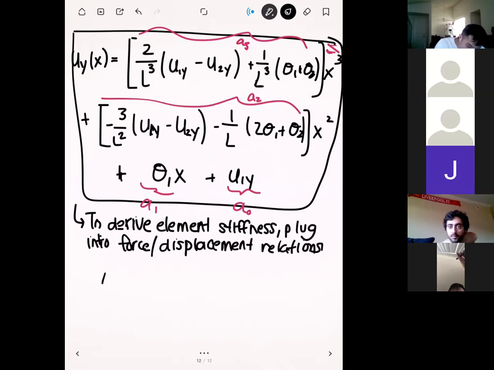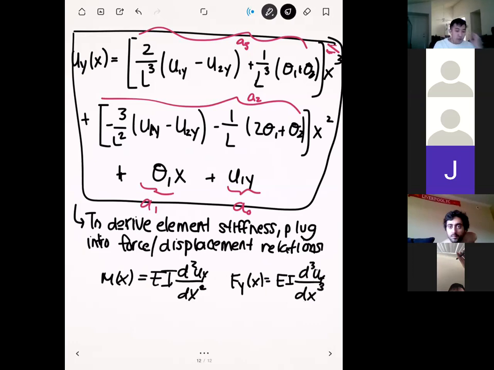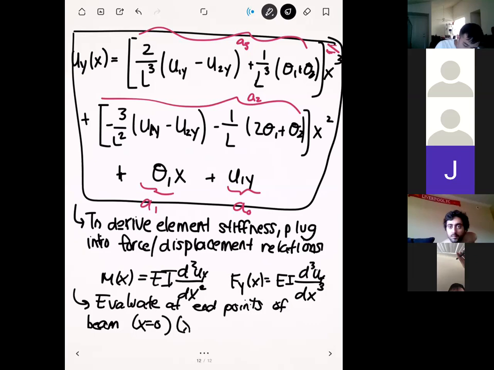And so our force displacement relationships look like this, right? These are the equations that I introduced before. And so if you take this solution for uy of x and plug it into these, and then evaluate these at the endpoints of the beam, okay? Our endpoints, remember, are x equal to 0 and x equal to L. And so you have 2 equations at each of the 2 nodes of our beam, so that will give you 4 equations. And what this will do is give you 4 algebraic equations, which will form the basis for your element stiffness matrix.